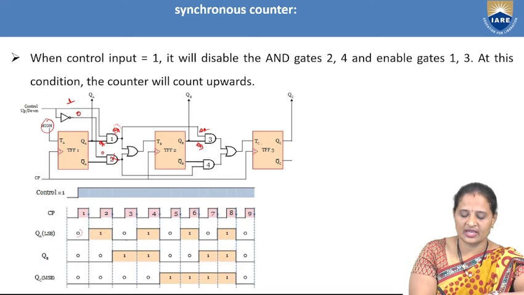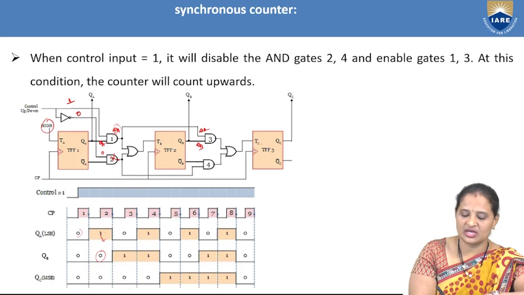Now what happens to the second flip flop? So for the second flip flop, 1 is given as input. So what was the present state? 0. So as 1 is given as the toggle input to the second flip flop, it will change its state, complement.